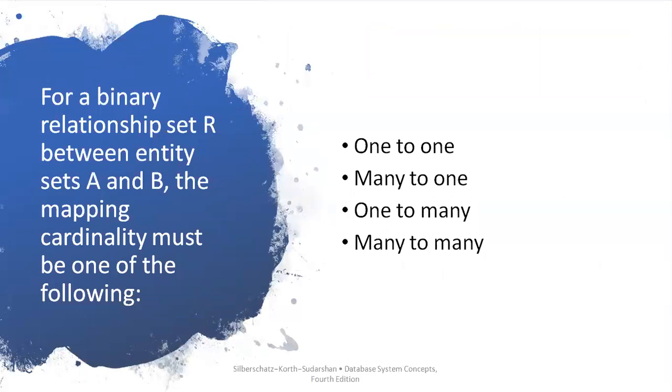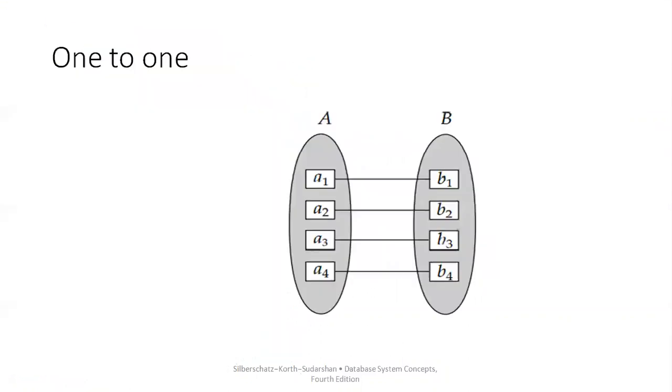Now, before we move to the binary relationships, the cardinalities are of type one-to-one, many-to-one, one-to-many, and many-to-many. Now, we will see what is one-to-one, what is many-to-one, what is one-to-many, and what is many-to-many with examples. So let us start with the first, one-to-one.